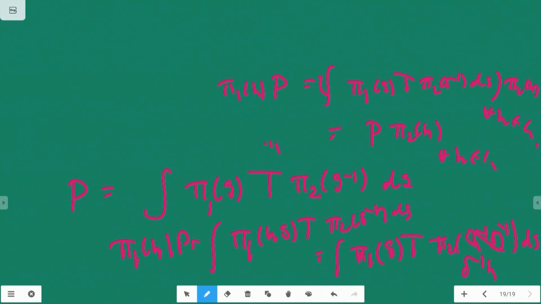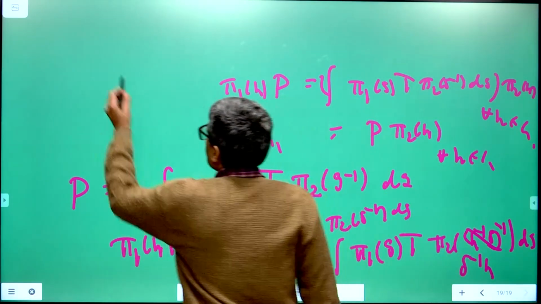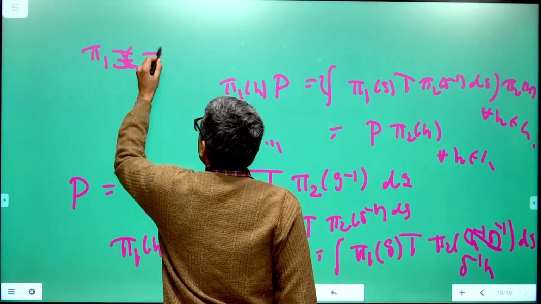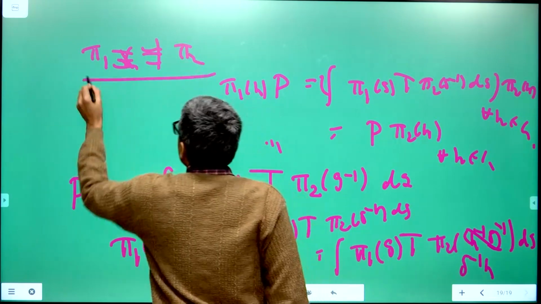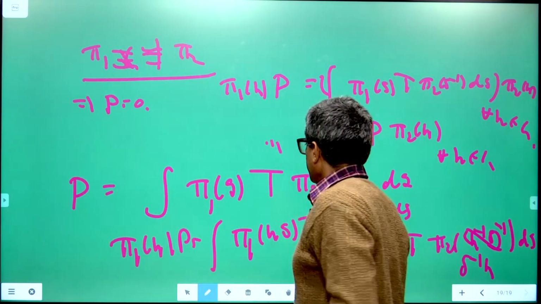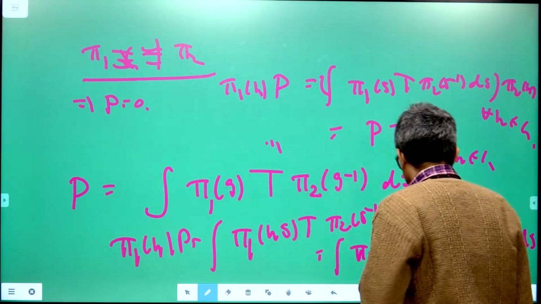That means P intertwines π1 and π2, but if π1 and π2 are inequivalent, that will imply that P is 0 by Schur's lemma. So if π1 is not equivalent to π2, then that will imply that P is 0. Since T is arbitrary, that will imply that the matrix elements of π1 are orthogonal to the matrix elements of π2.